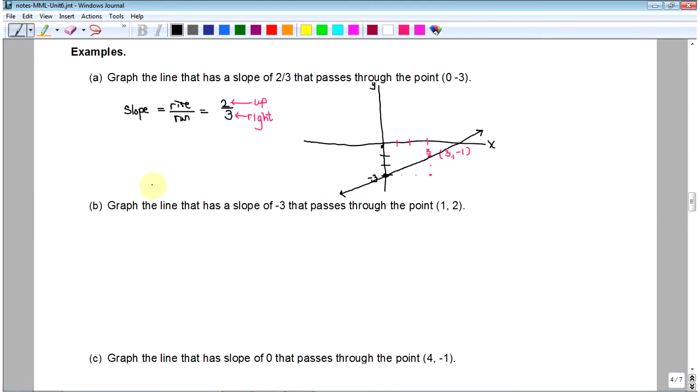Example B. Graph the line that has slope of -3 that passes through the point (1, 2). So I can start by, again, writing that slope is equal to rise over run. And in this case, we're given an integer, just -3. But any integer can be written as a fraction, so we can put that -3 as being divided by 1.